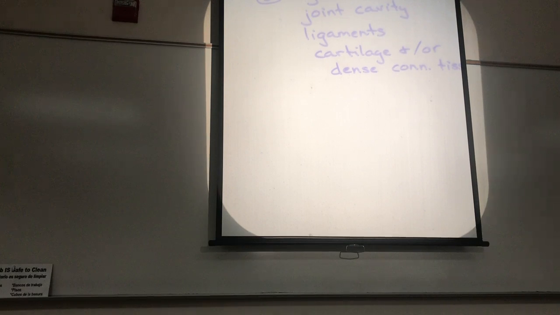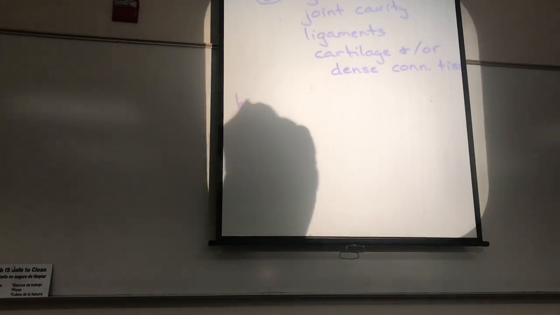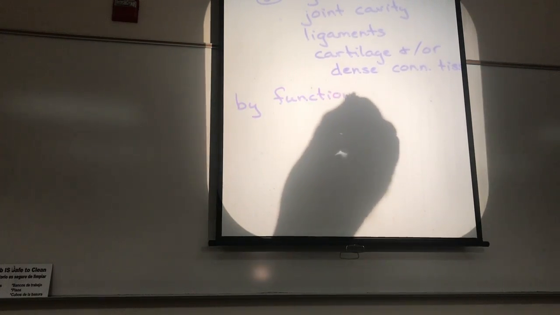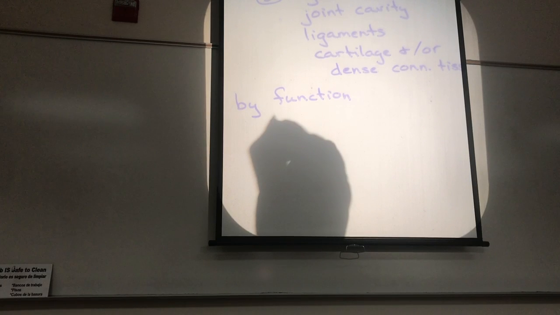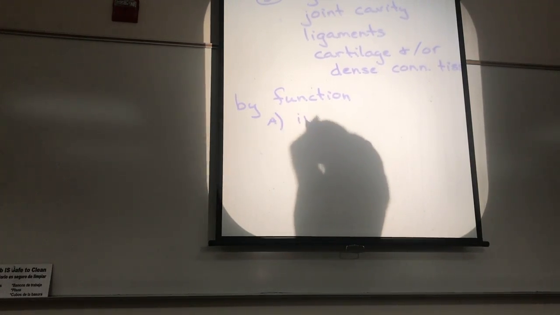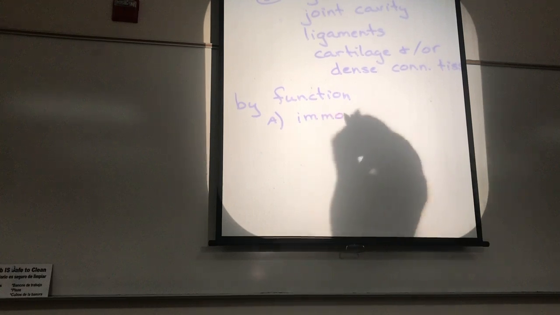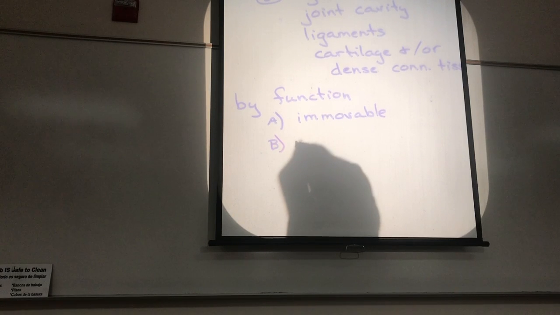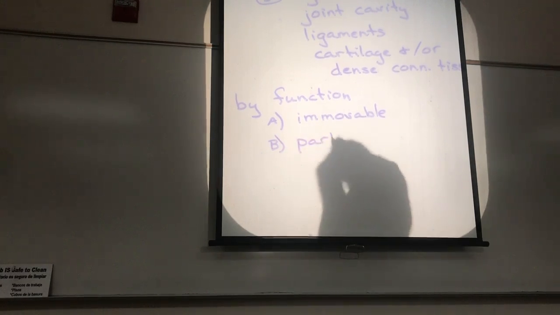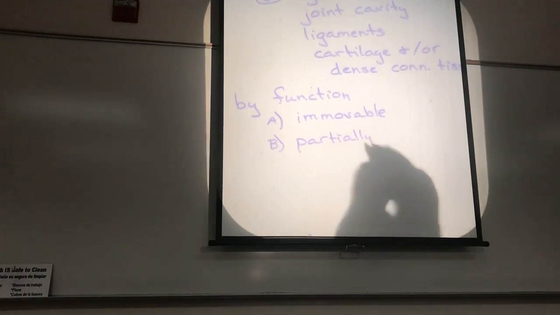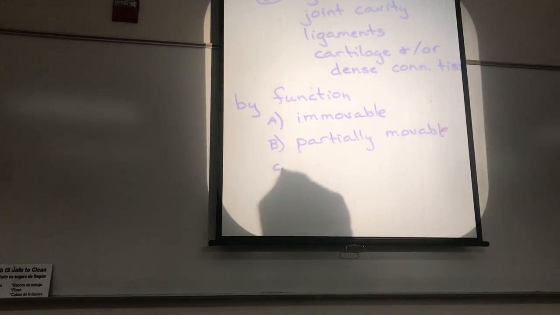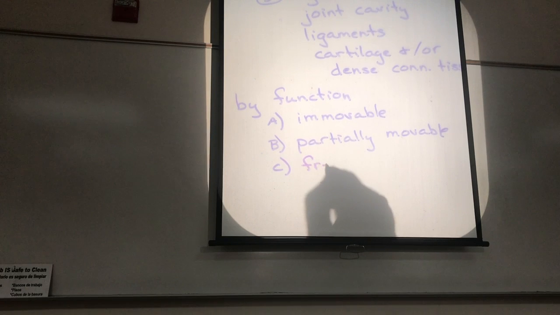Now, another way of looking at these is by their function. In this scheme, we have the immovable joints, the partially movable joints, and the freely movable joints.